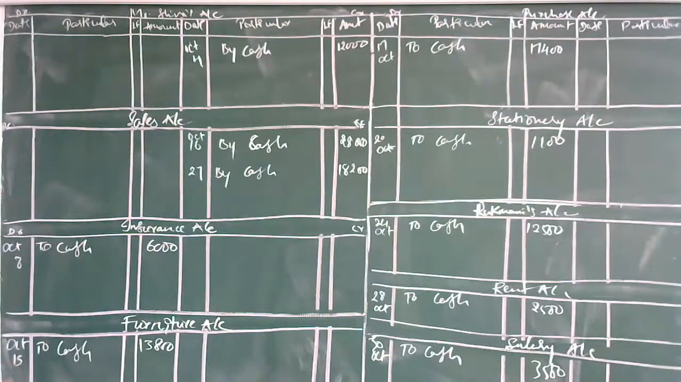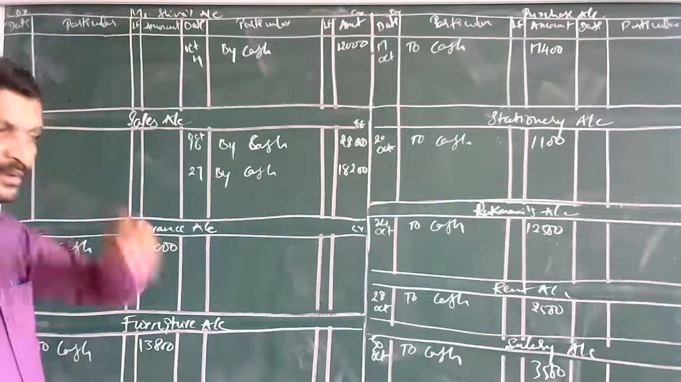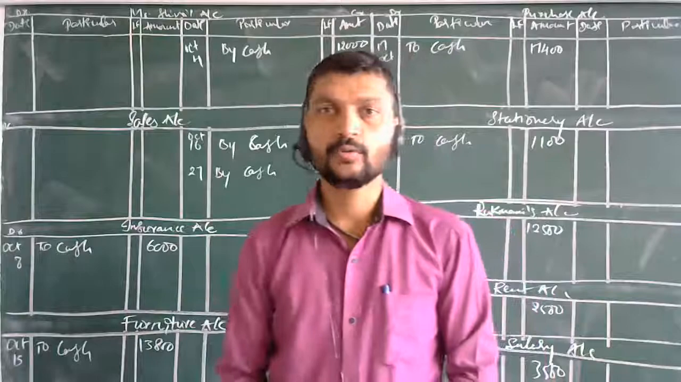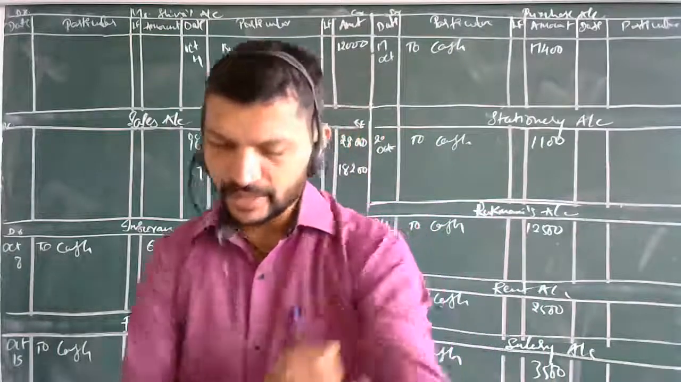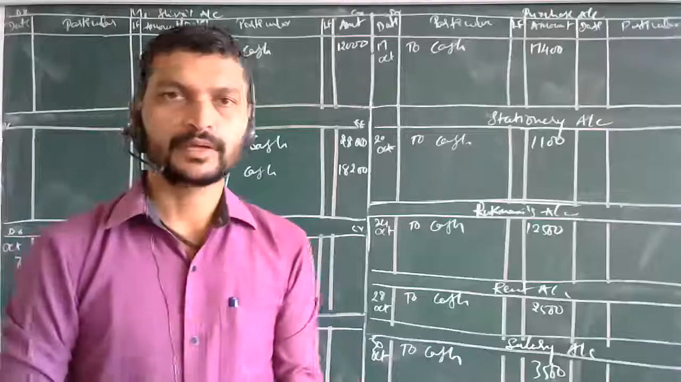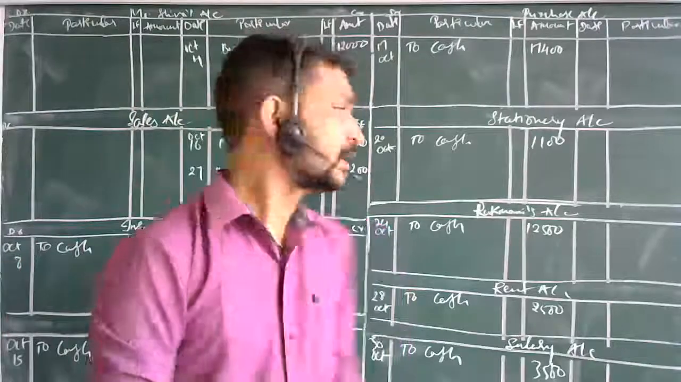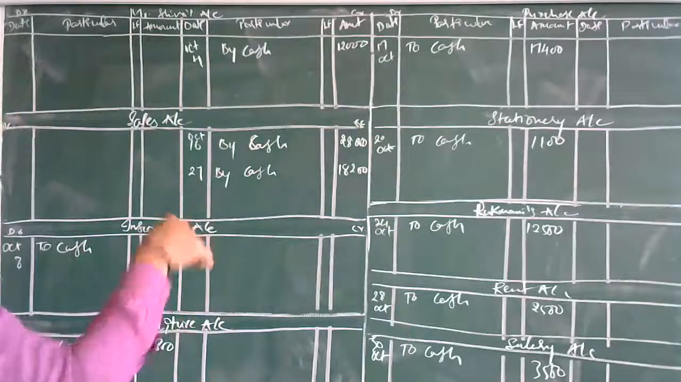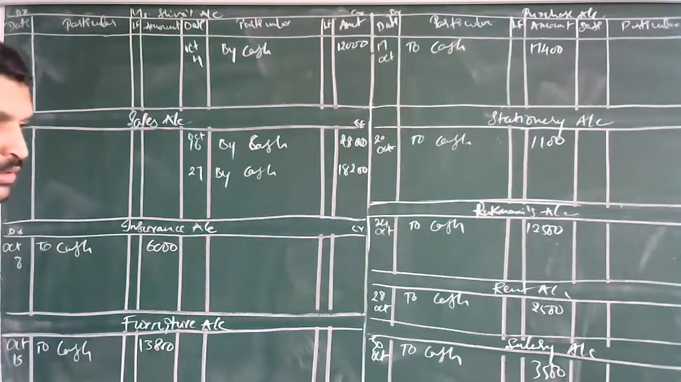So by this we end up the cash book part. One more you can try as homework. As homework, just prepare only the cash book. Don't prepare any of the ledger accounts for that. If you have any doubts regarding this, just raise the doubts.